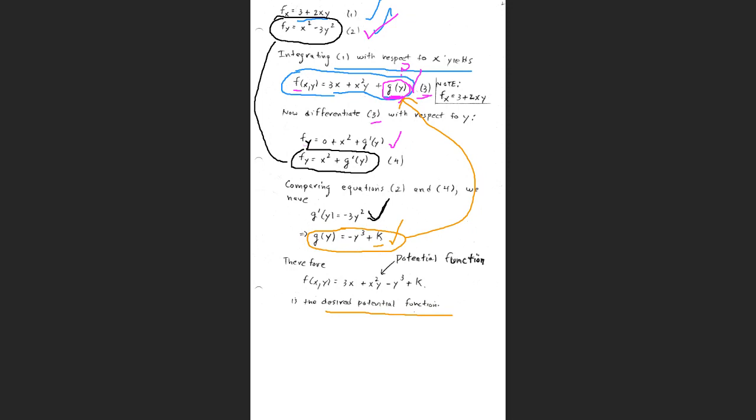And now, remember what we're trying to do here. We want to compute the work that this vector field does in moving the particle along that path, along that curve C. Okay, so we have the potential function. Let's use the fundamental theorem of line integrals. So if we do that, this is the fundamental theorem of line integrals.